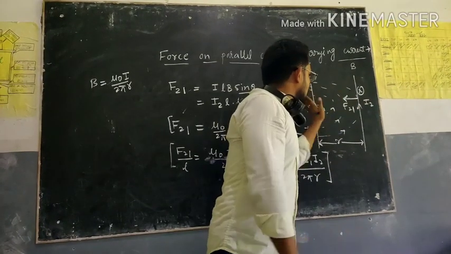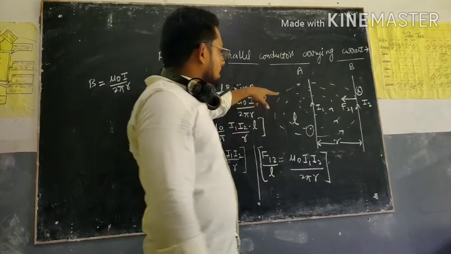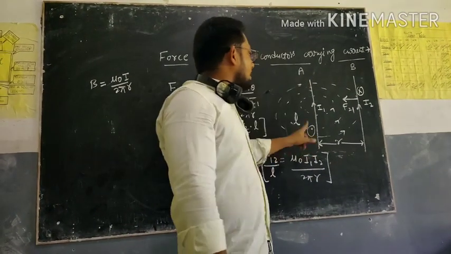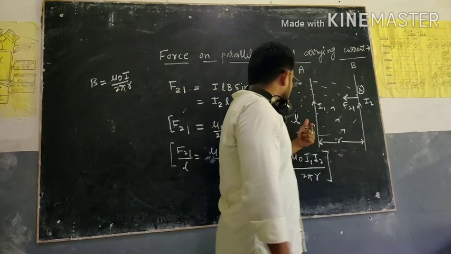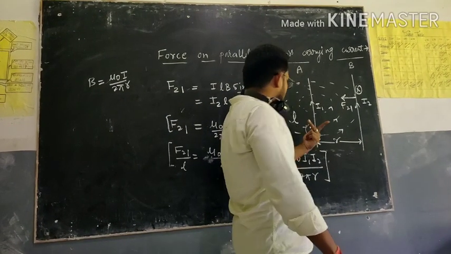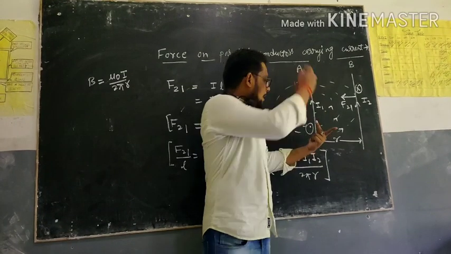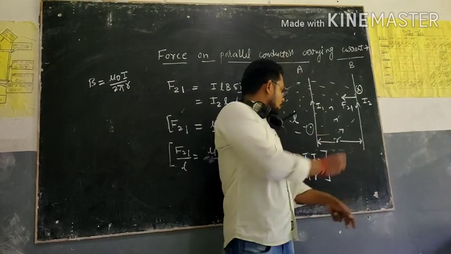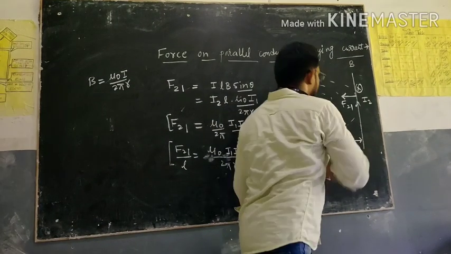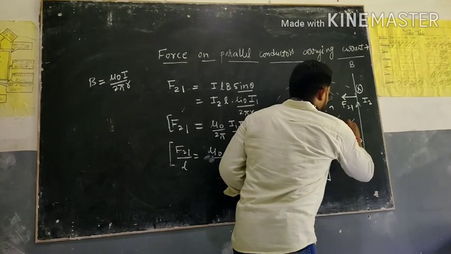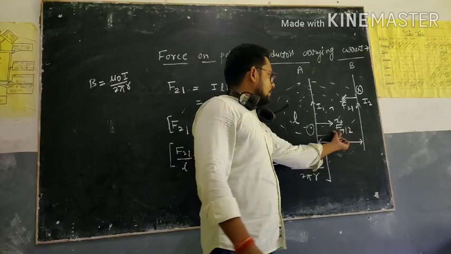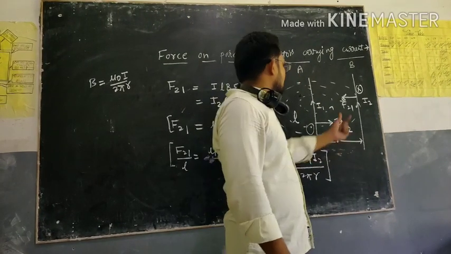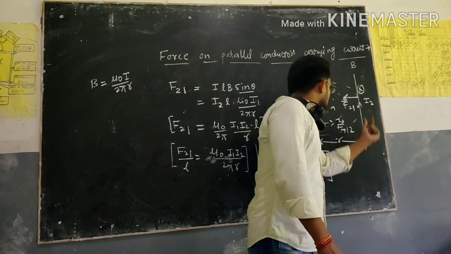towards the conductor A. Similarly, if we apply Fleming's left hand rule for the conductor 1, the direction of magnetic field is outward, the direction of current is upward, the direction of force is towards conductor B. This is the direction of force for the conductor A. This is the direction of force for the conductor B.